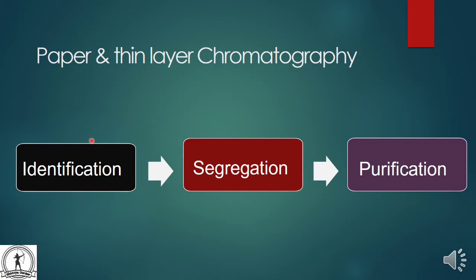Here are three major objectives for paper and thin layer chromatography: identification of compounds, segregation of compounds, and purification of compounds. Friends, you would be aware of the words segregate and aggregate. Segregate means to separate and aggregate means to bring together. So here segregation means we are separating our components. These three very important words, remember them when we talk about paper and thin layer chromatography.